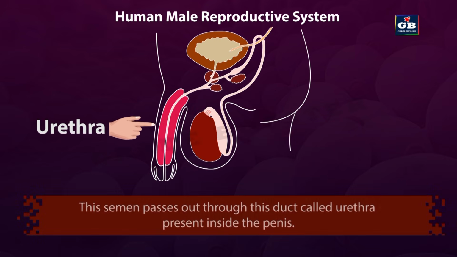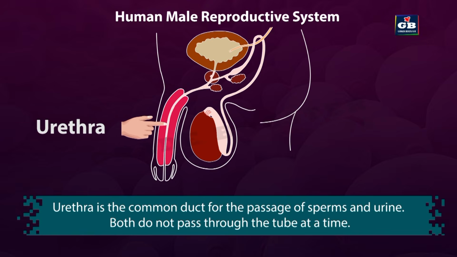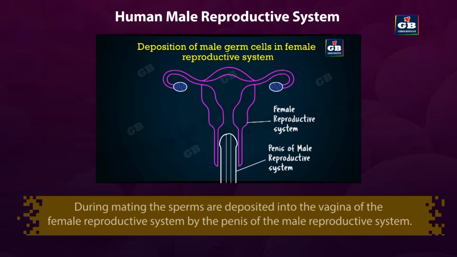This semen passes out through a duct called the urethra, which is present inside the penis. The urethra is the common duct for the passage of sperms and urine, but both do not pass at the same time. During mating, the semen, sperms and secretions are deposited in the vagina of the female reproductive system by the penis of the male reproductive system.